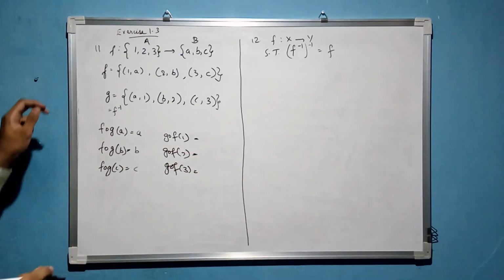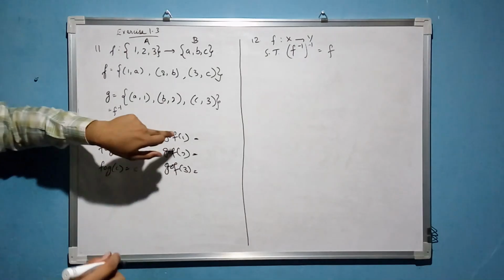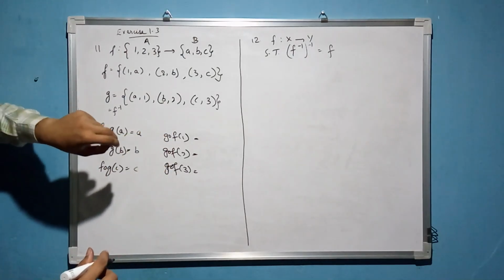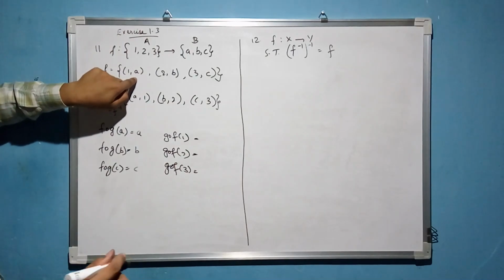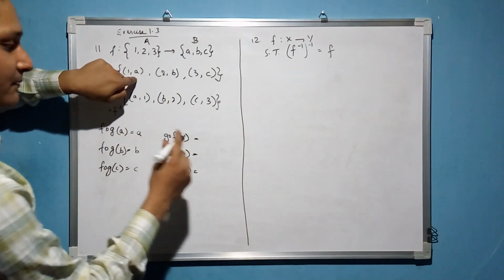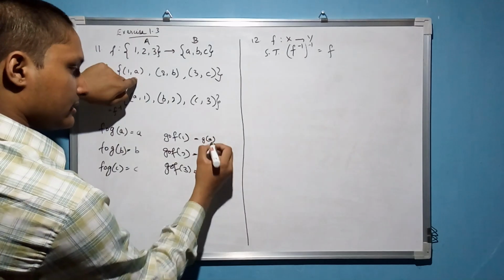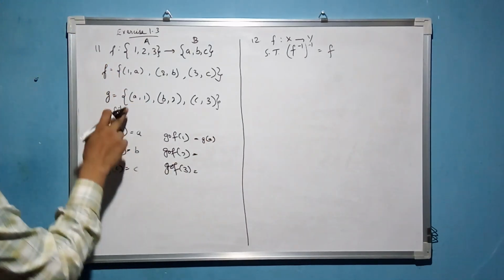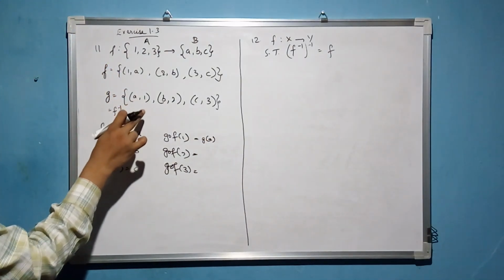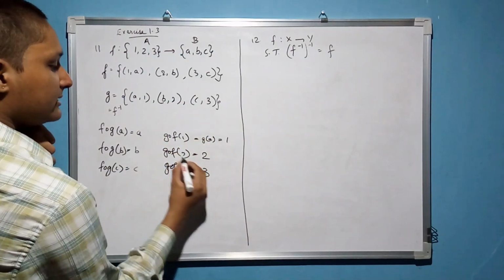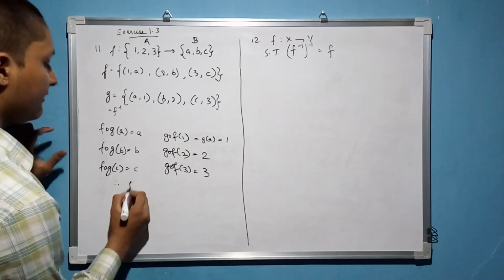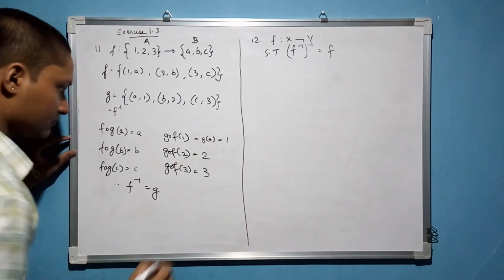Similar to the previous case, here you need to find g of f of x. First you need to find f of x. f of 1 is a. So this comes to be g of a. g of a is 1 here again, because (a, 1) is one of the pairs. Similarly you get 2 and 3 here. Therefore f inverse is equal to g.